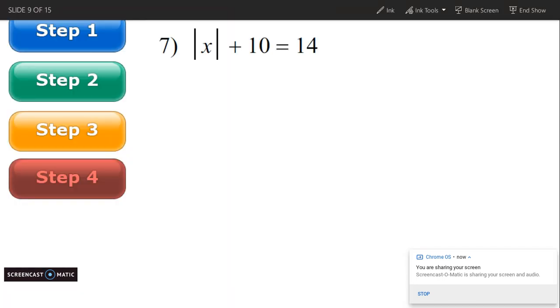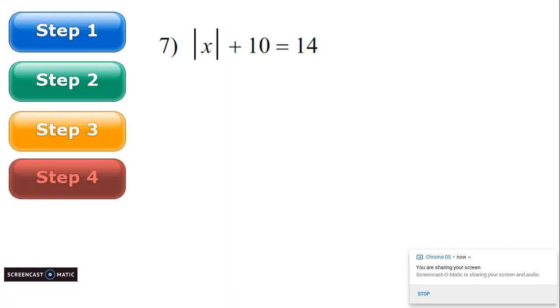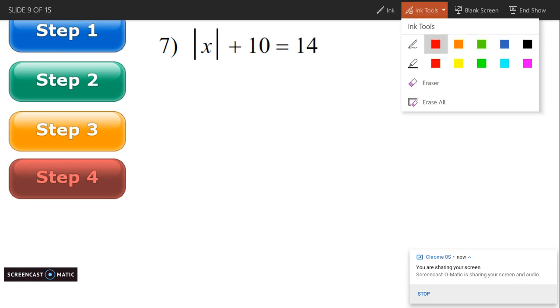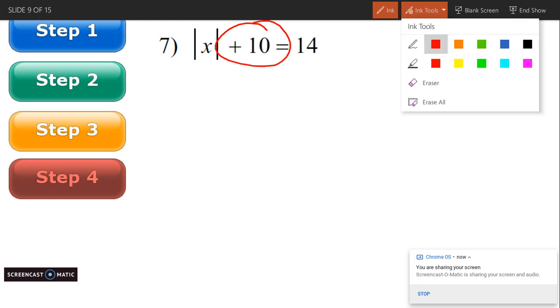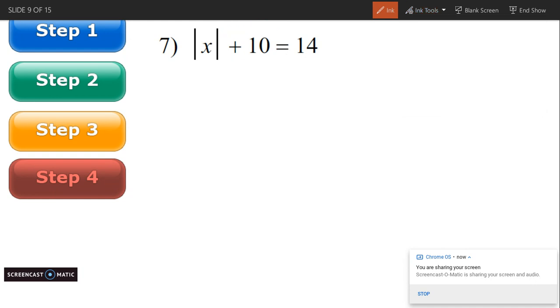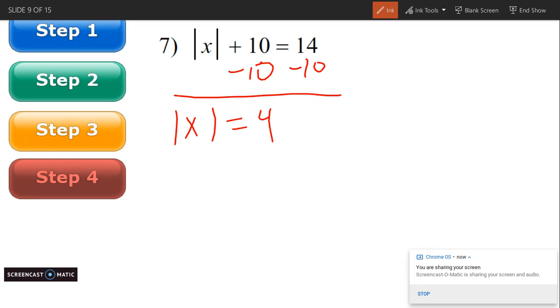All right, so we left off with number 7 here. Step 1 is still to get absolute value by itself. Absolute value is not by itself right now. We've got this plus 10 that's in the way of the absolute value bars being by itself. And so if we go ahead and subtract 10 on both sides to get rid of this plus 10, that leaves us with the absolute value of x equals 4.